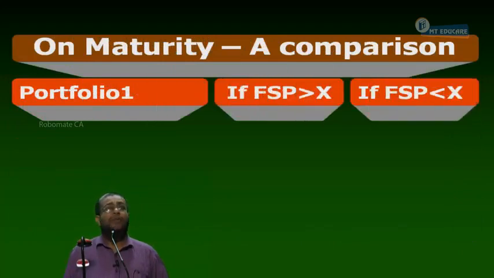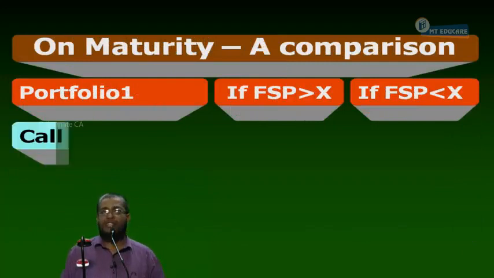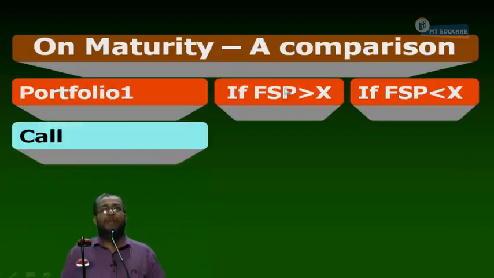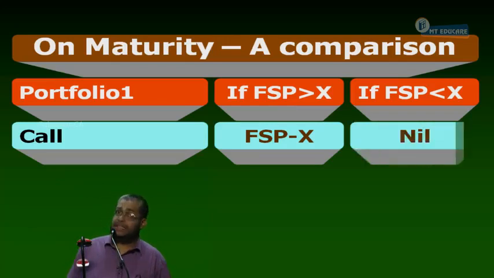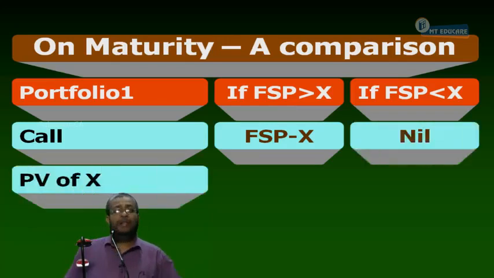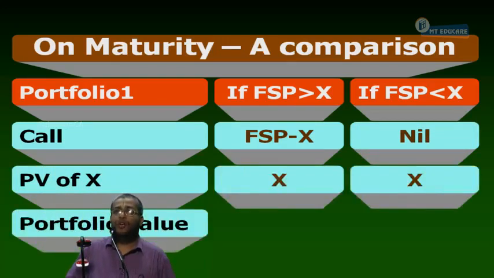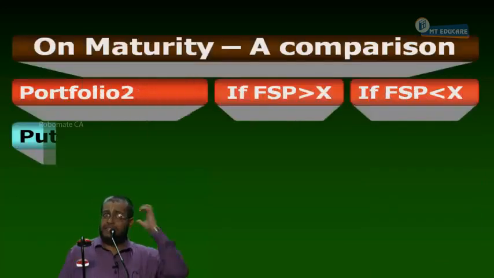On maturity day, portfolio 1 has got 2 assets. One is call. Another is cash. The call option, FSP more than X means what? Exercise. I'll exercise and buy that share at how much rupees? X rupees. Worth how much? FSP. What is the worth of the call? FSP minus X. Second case, allow it to lapse. Out of the money call is worthless. Yes or no? Next. The cash today PV of X becomes what? X. If I total the portfolio value becomes FSP and then X.